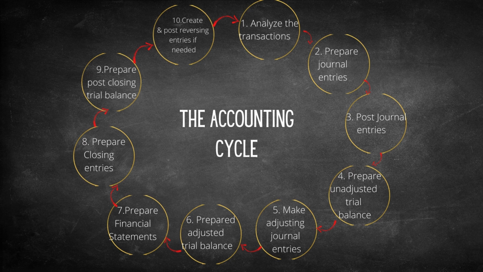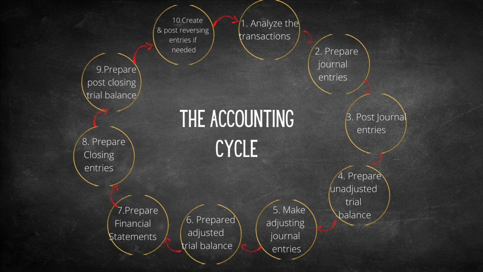Now, there are 10 steps in the complete accounting cycle. So, the first one is you have to analyze the transactions. The next one is prepare journal entries and then post journal entries and then prepare unadjusted trial balance.